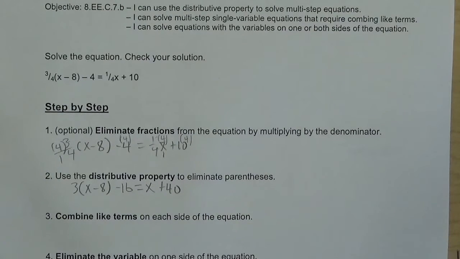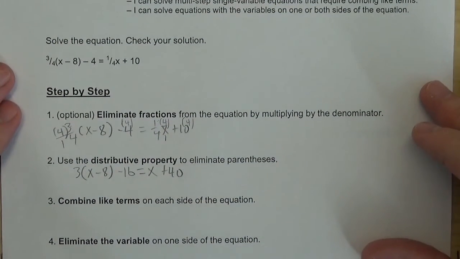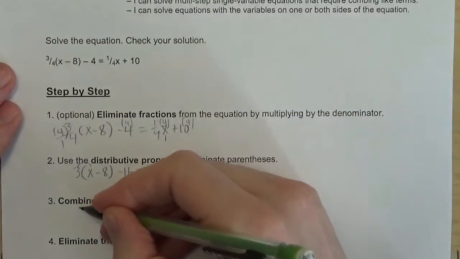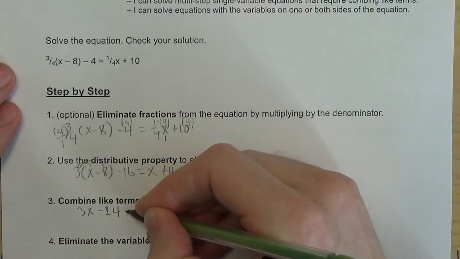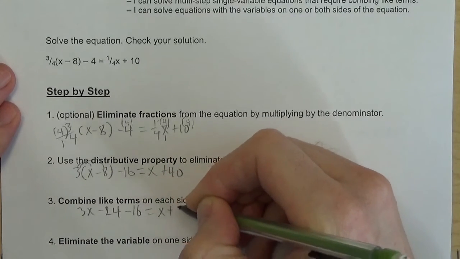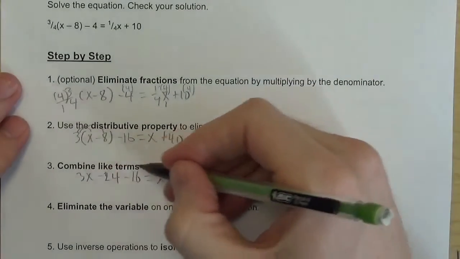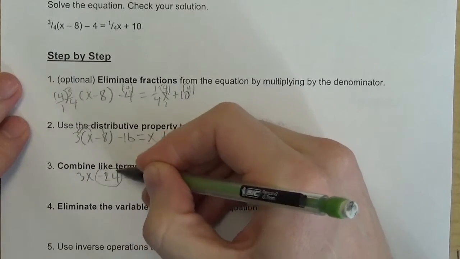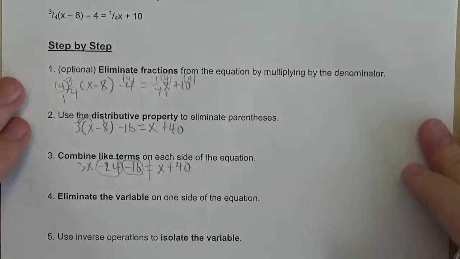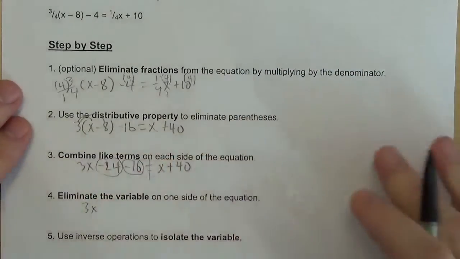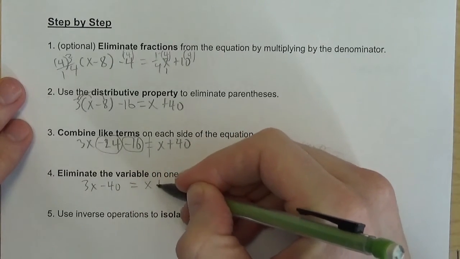So now we can just go from where we did last lesson on solving a multi-step equation. So we've got 3 times x is 3x, 3 times negative 8 is negative 24. We have this minus 16 equals x plus 40. Combine like terms on each side of the equation. So on this side of the equation we have negative 24 and negative 16 that can be combined, but there isn't anything else. You can't go across an equal sign to combine, so I'll just bring down my 3x. Negative 24 minus 16 is negative 40 equals x plus 40.